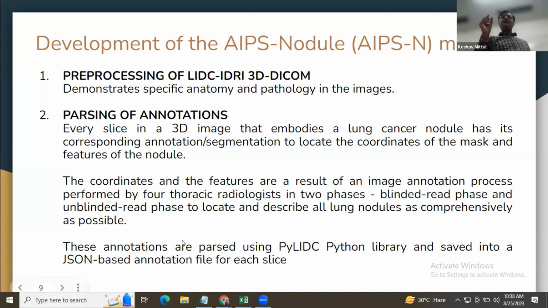Then we will parse these annotations using a specific library called PYLIDC. Using the LIDC library, we will be parsing this information. Parsing means reading, understanding, storing, and analyzing that.